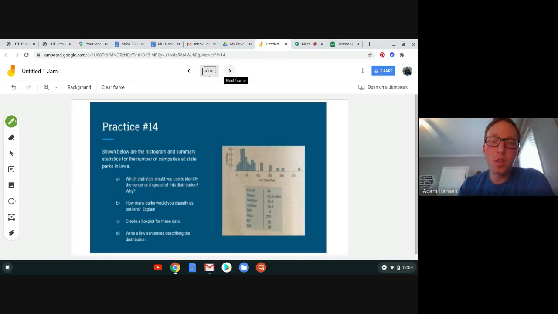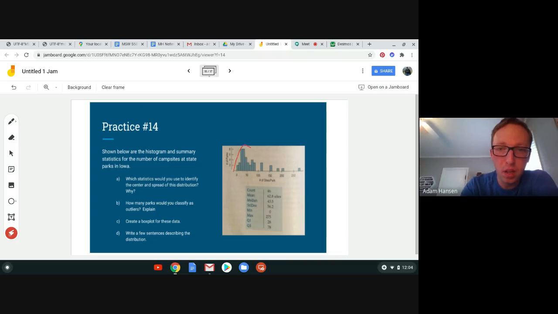Okay. Let's go ahead and wrap this up with a quick practice question. Shown below are the histograms and summary statistics for the number of campsites at state parks in Iowa. So as you can see here, we've got the histogram. Looks like it's going to be a right skewed histogram on the high end, and most of the campsites in the state parks have anywhere between 25 and 75 or so.